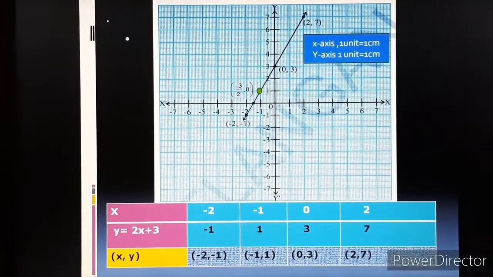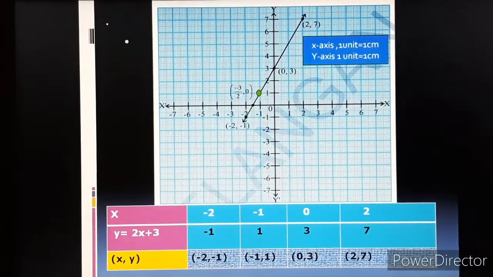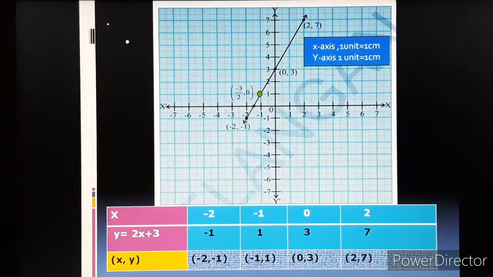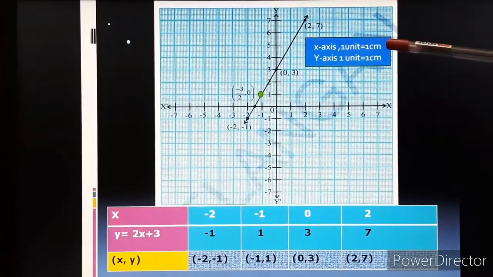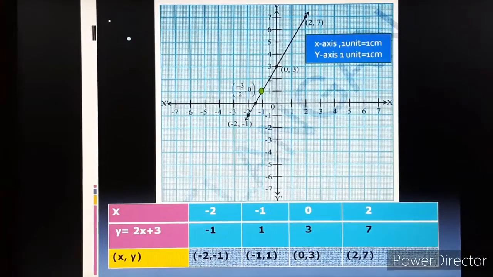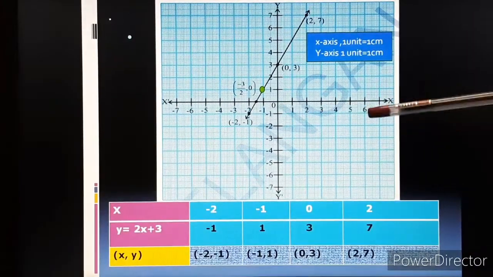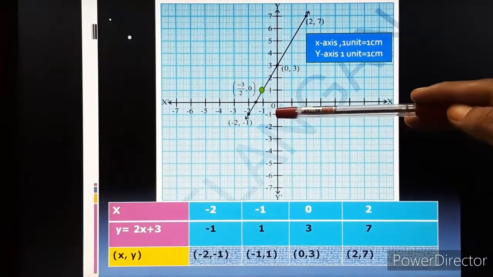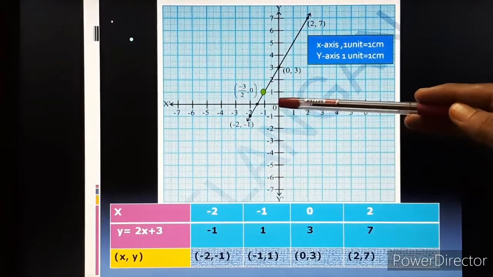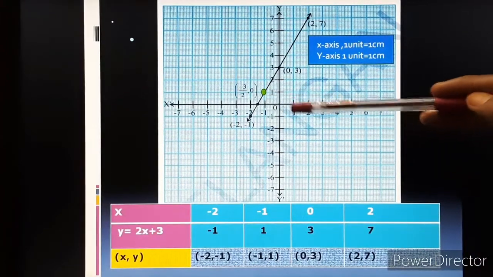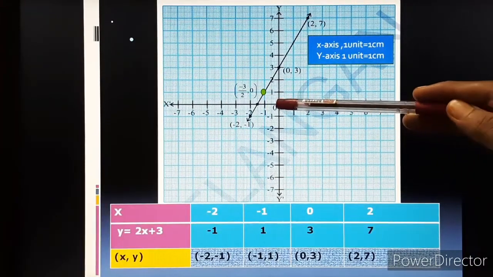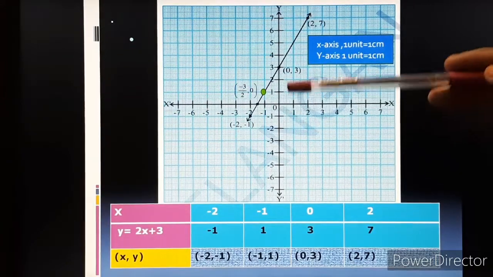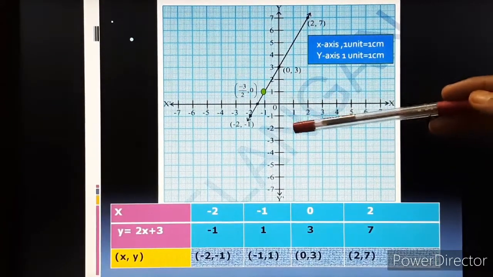One more important thing: when you are drawing a graph, the most important thing should be your scale. Scale is what? On the x-axis and on the y-axis, how many units you are using. This is 1 unit. For 1 unit, we have taken 1 centimeter. That should be a must in all graphs.